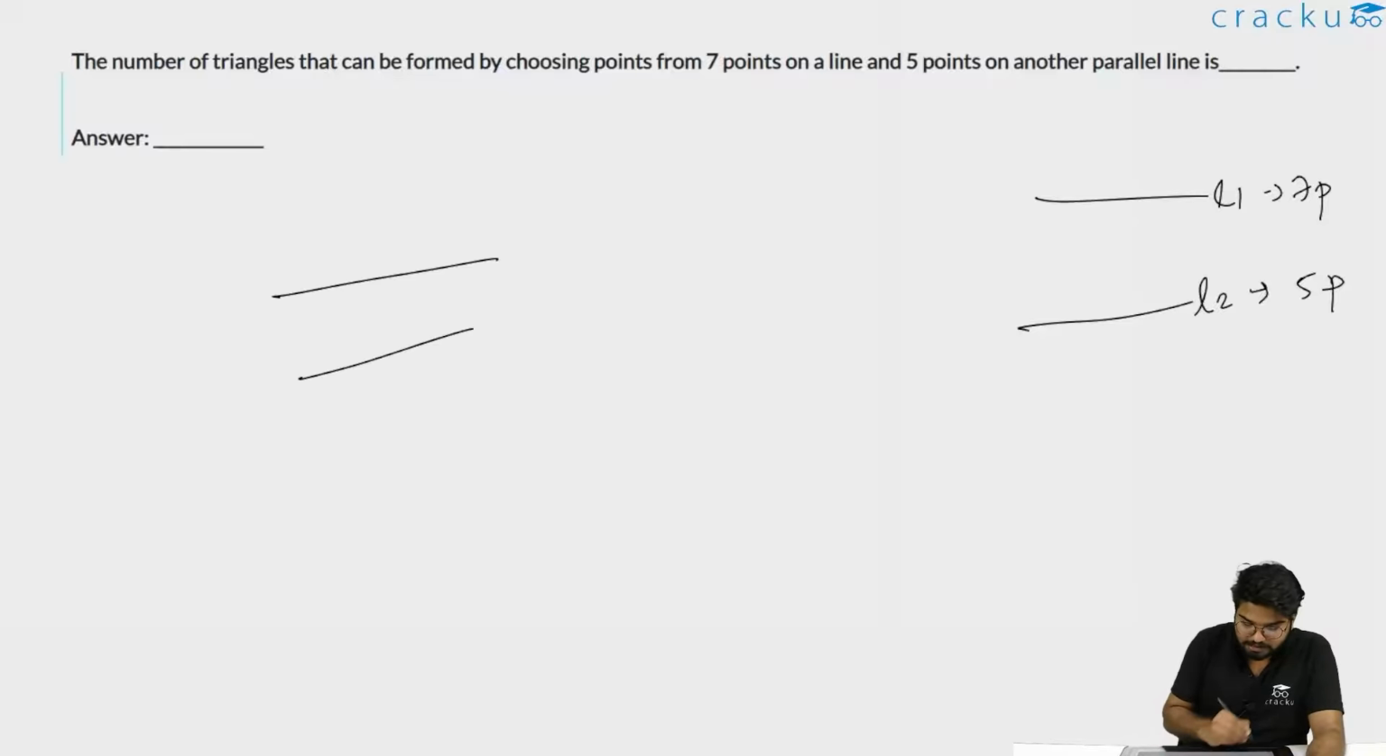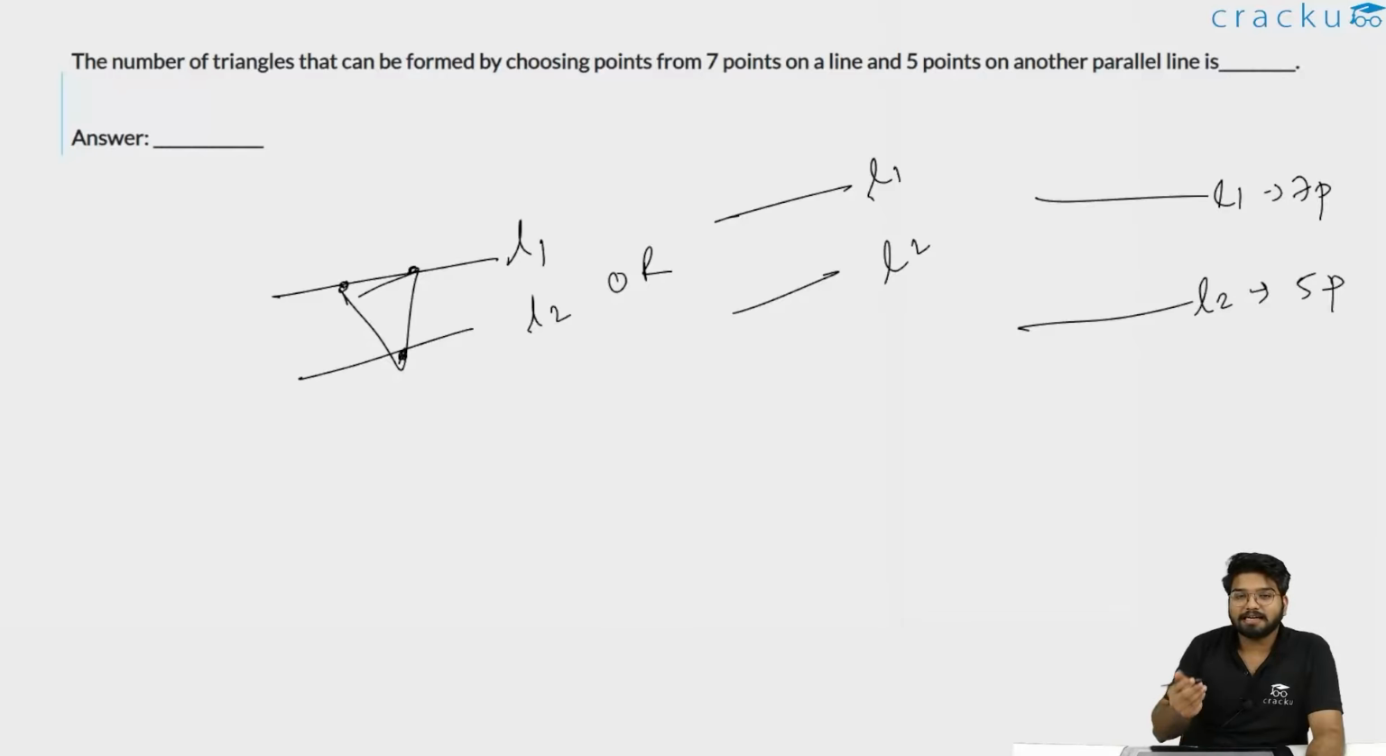For example, let's say this is L1 and L2. I can select any 2 points from this side and 1 point from this side. Then I can make a triangle. Or, this is L1 and L2, I can select 2 points on line 2 and 1 point on line 1. Then I can make a triangle. These are the only two possibilities. And again, as we just discussed, I cannot select all the 3 points from the same line because they will be collinear and cannot create a triangle. So all we need to do is find in how many ways we can select the points.